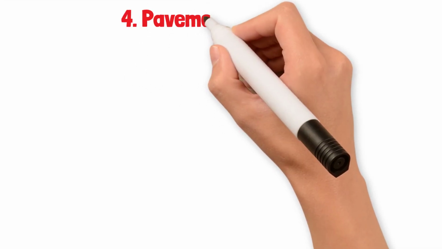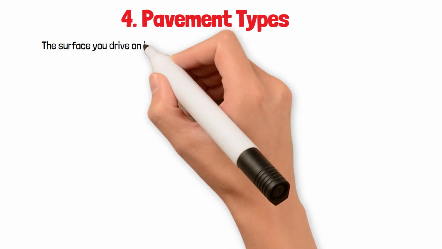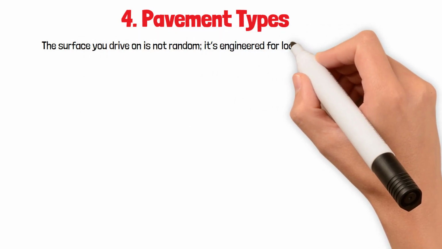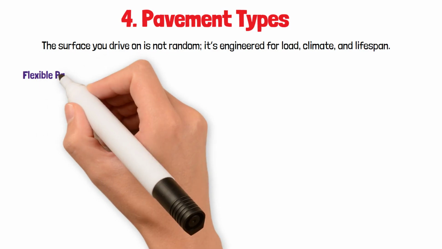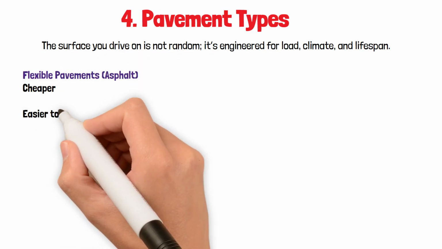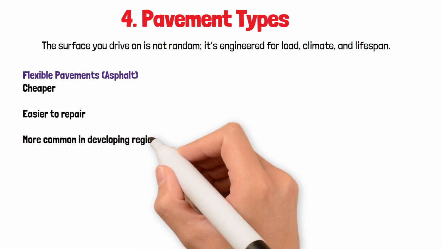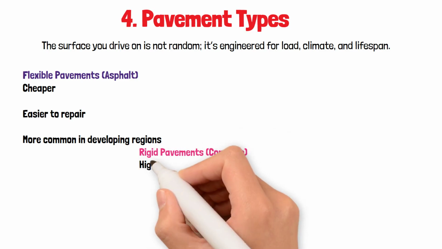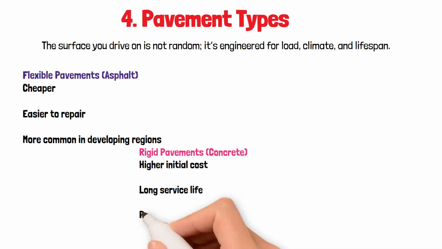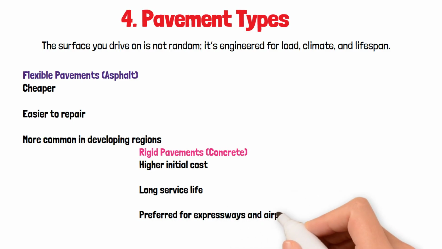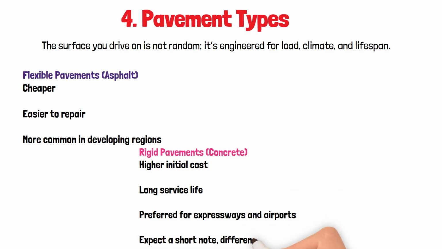4. Pavement types. The surface you drive on is not random. It's engineered for load, climate, and lifespan. Flexible pavements, asphalt: cheaper, easier to repair, more common in developing regions. Rigid pavements, concrete: higher initial cost, long service life, preferred for expressways and airports. Expect a short note, difference table, or design step question from here.